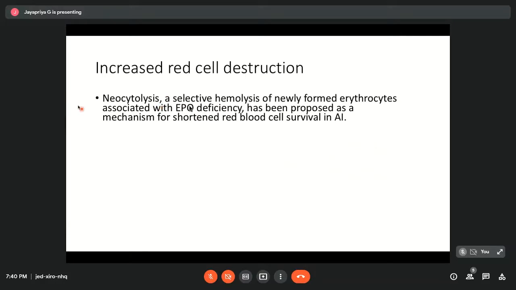Normally the reticuloendothelial cells of our body destroy the senescent RBCs. But what happens in anemia of inflammation is neocytolysis. That is, the newly formed RBCs are preferentially destroyed by the cells of the reticuloendothelial system. And all these mechanisms will result in decreased RBCs and anemia.